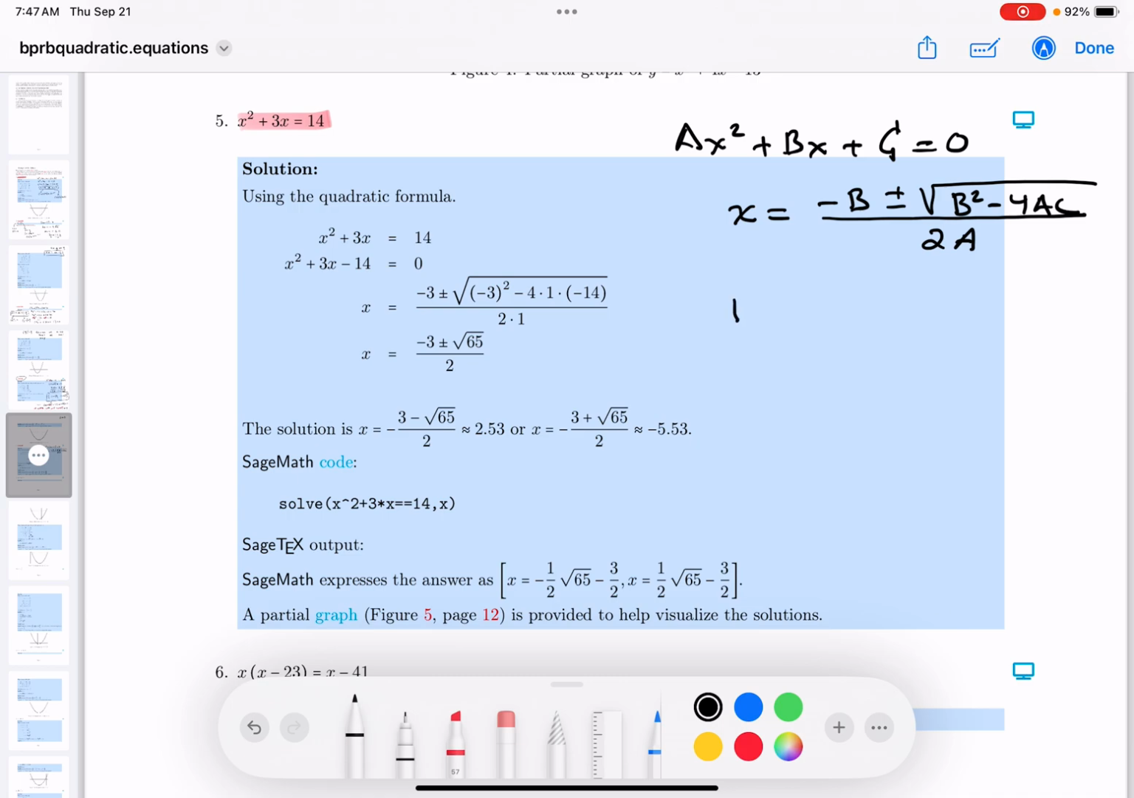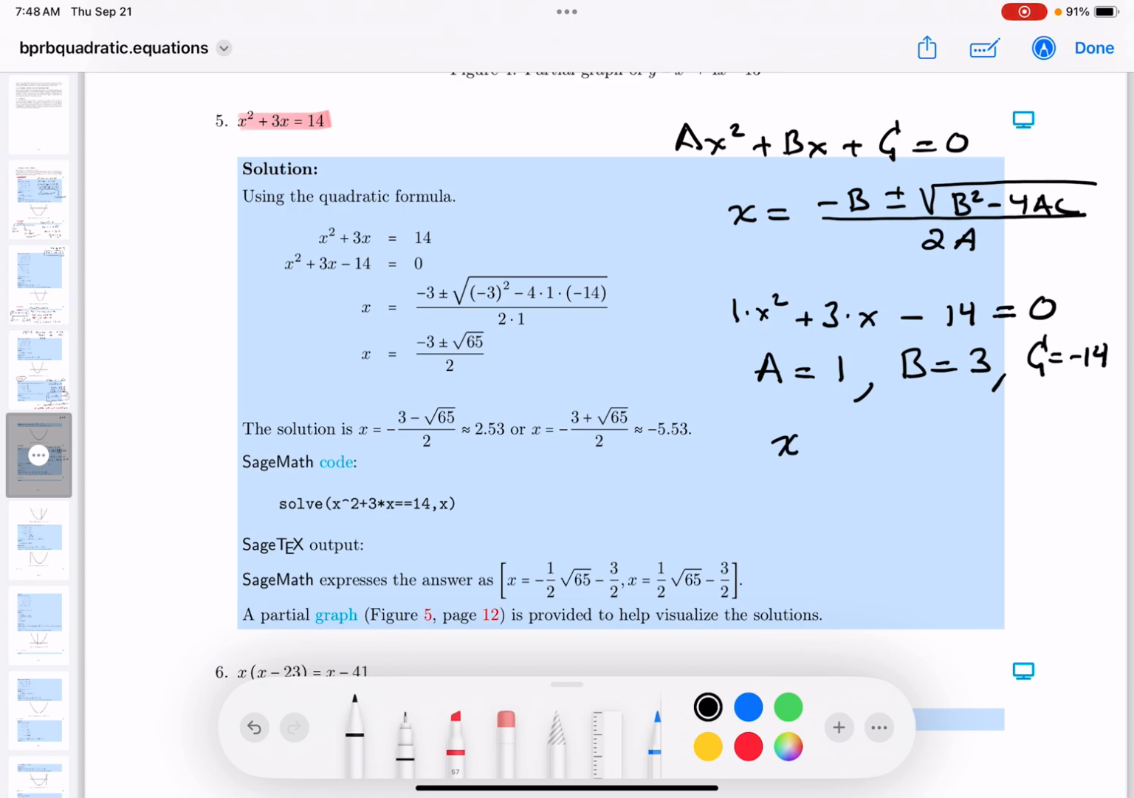I'm going to say it's 1x squared plus 3 times x, and then minus 14, and that equals 0. So I'm going to identify the a in the problem. The a is 1. The b is 3. And I'm going to identify the c, and I want to point out it's plus, so it has to be plus minus 14. So this c is going to be minus 14. What do I do now?